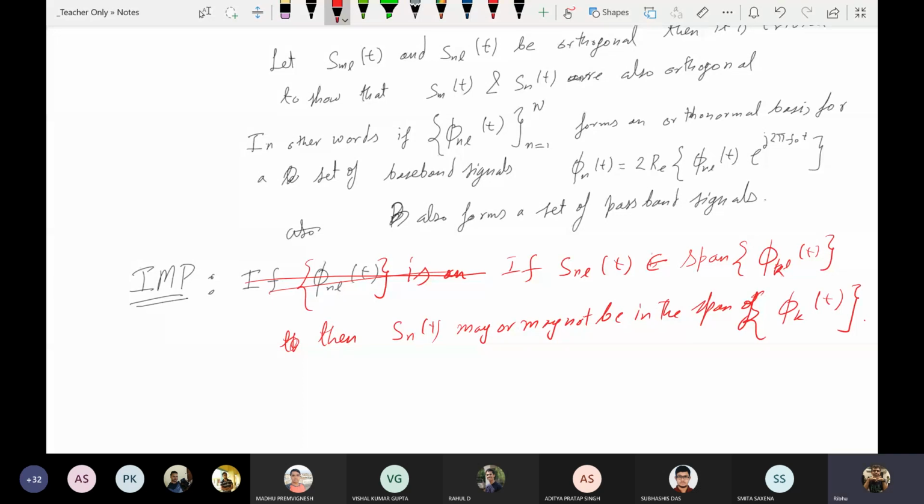So what if the span of phi_kl forms an orthonormal basis? Then the span of phi_k(t) will be an orthonormal basis. That we can show easily. But one signal that is in the span of the baseband signals may not lie in the span of the passband signals. It may require some more signals to express itself properly.